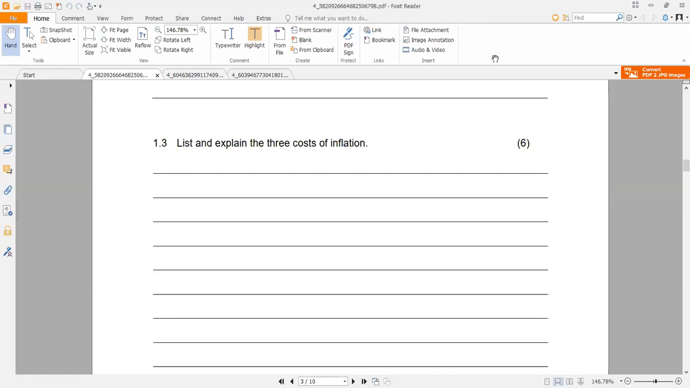What are the negative effects of inflation? Yes. The other negative effect of inflation is that lenders will end up losing, isn't it?